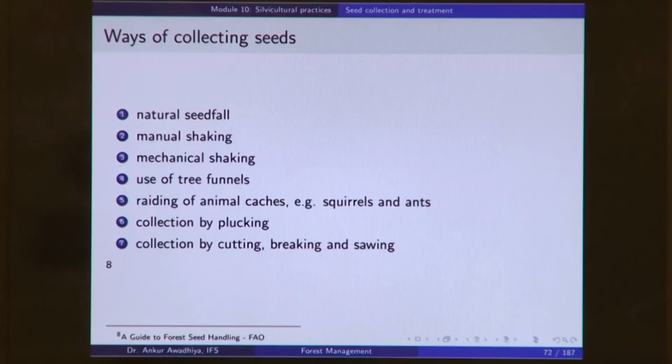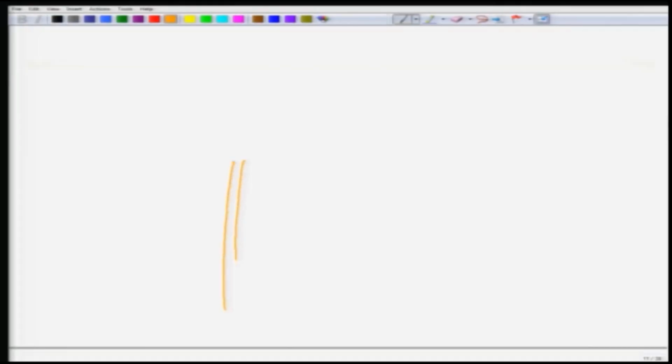The second option is manual shaking or mechanical shaking. This is typically done for those plants that are tall and thin. So, once you have determined that it is the correct time, you will go there, hold this tree and manually shake it, so that any fruit that is mature enough gets a motion and then falls down.